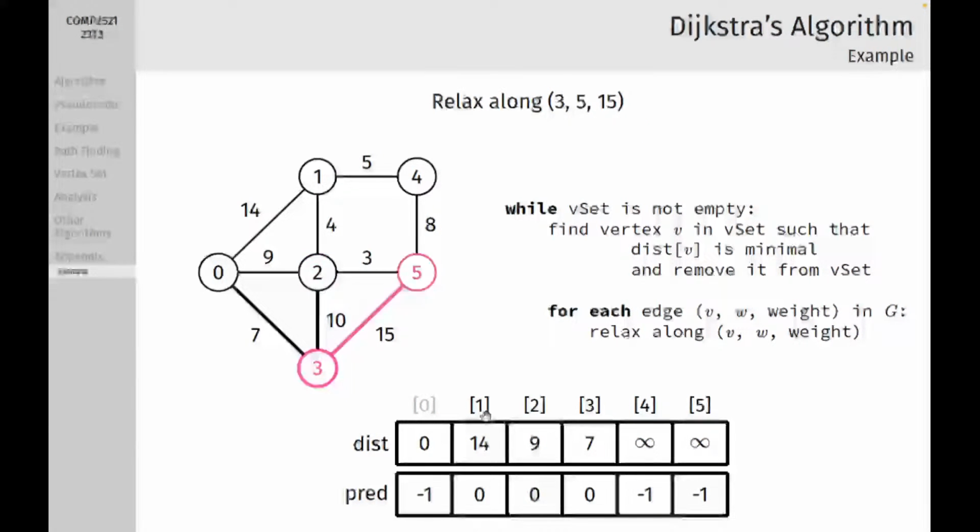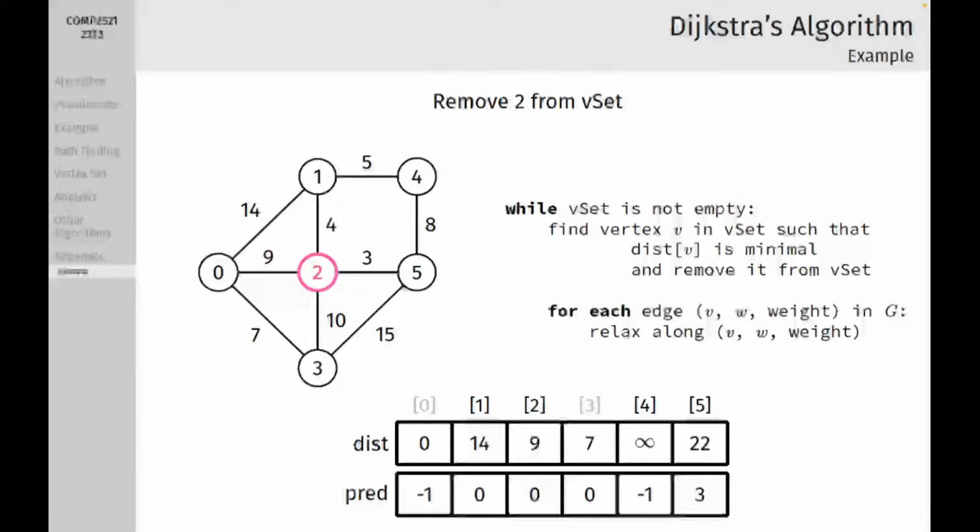The next edge is from 3 to 5. If we relax along this edge, the cost from 0 to 5 is going to be 7 from the array, plus 15, which is 22. Since 22 is smaller than infinity, we replace the distance with 22, and we also replace the predecessor with 3. Now we're done with exploring 3.